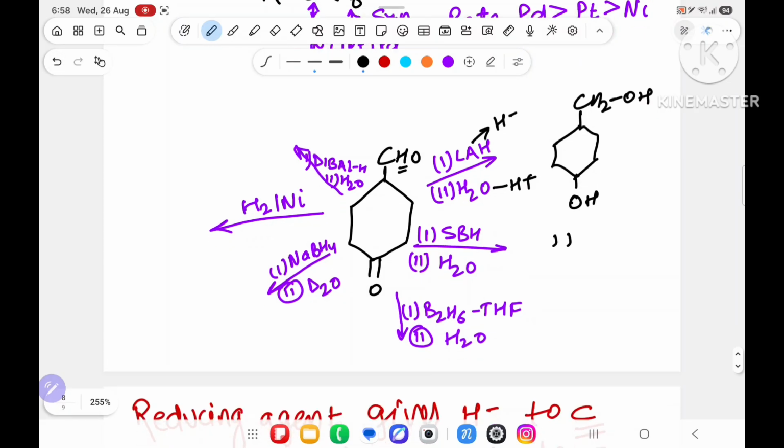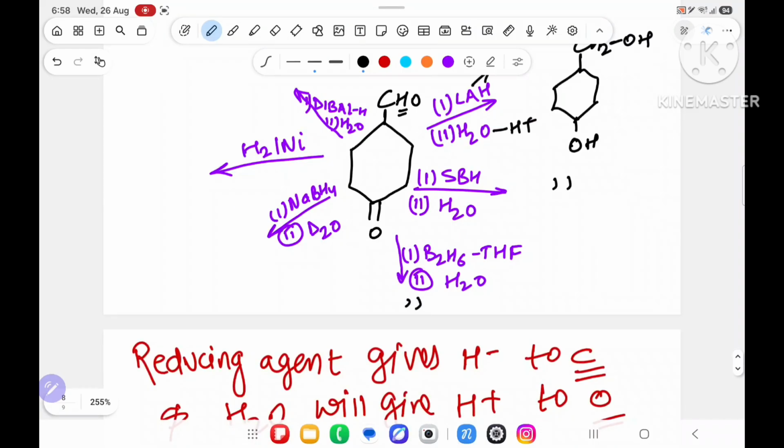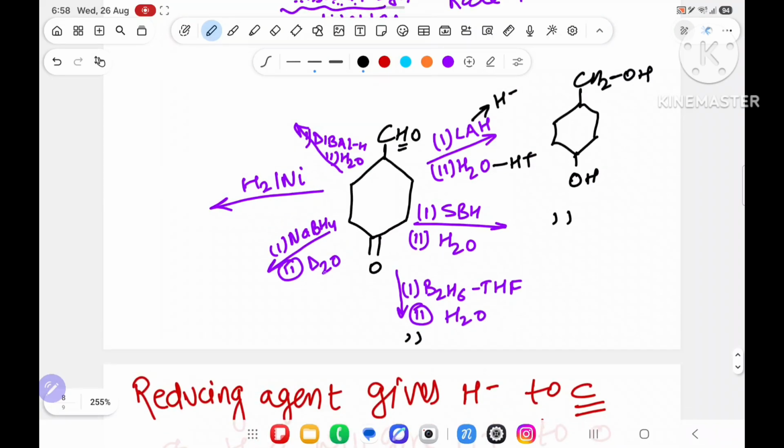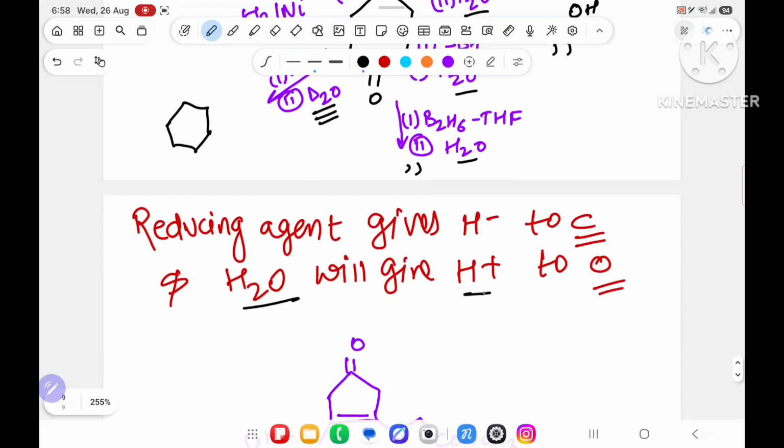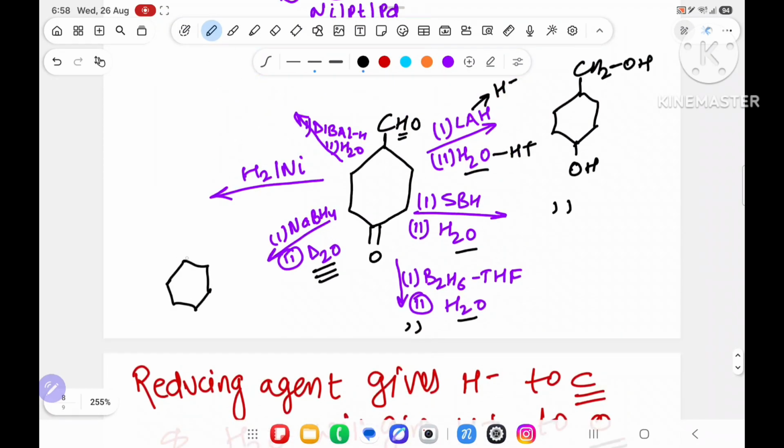In this same answer will come, but over here D2O is written, not H2O. Over here H2O, no problem. So what happened? D will give deuterium to oxygen, while H2O will give hydrogen to oxygen. So this carbon will get hydrogen, but oxygen will get deuterium because D is there. Over here, this carbon will get hydrogen. No need to show this hydrogen, but this oxygen will get OD.